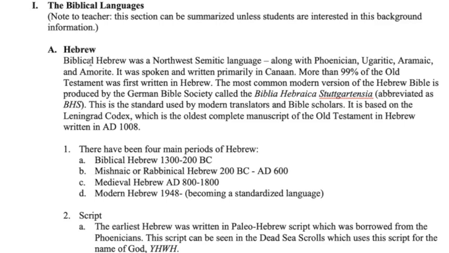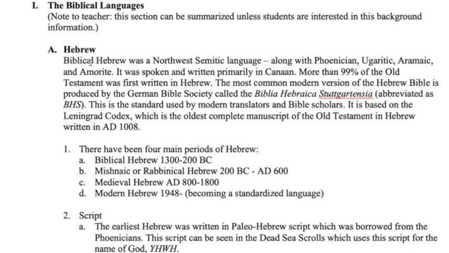Hebrew was spoken and written primarily in the area of Canaan, which is where Israel settled. More than 99% of the Old Testament was first written in Hebrew. The most common modern version of the Hebrew Bible is produced by the German Bible Society, called the Biblia Hebraica Stuttgartensia, and it's abbreviated simply as BHS. This is the standard Hebrew text that modern translators and Bible scholars use.